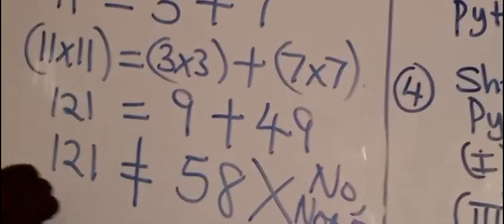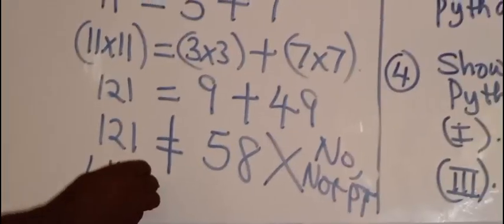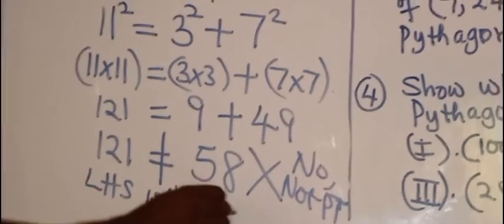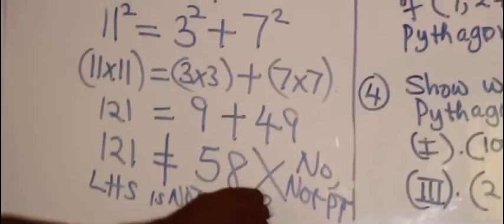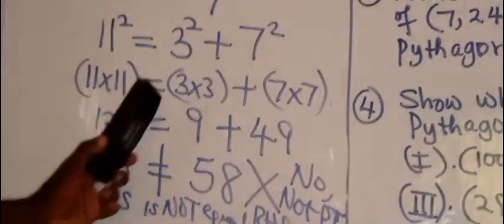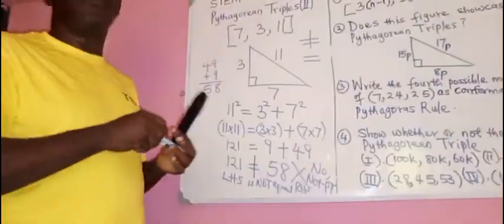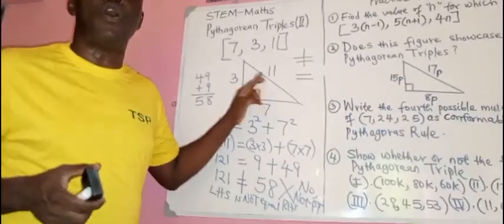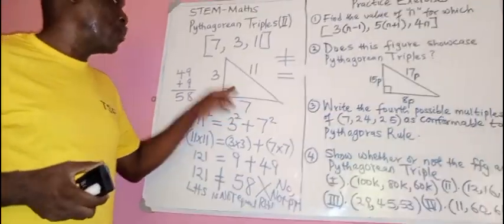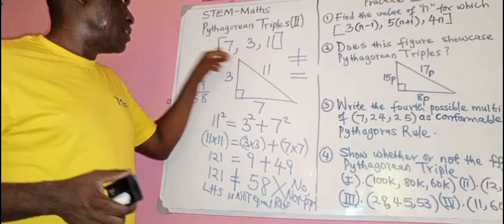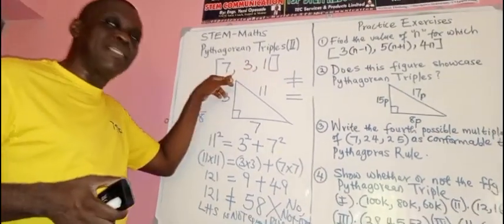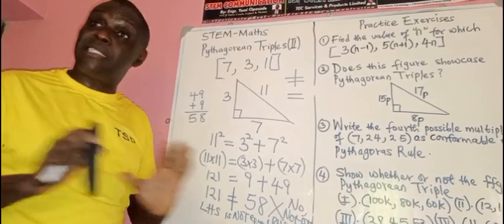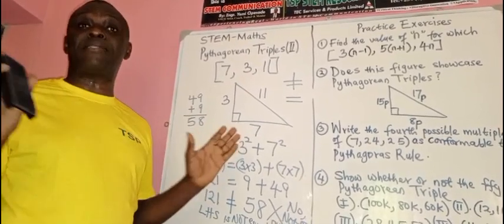The left hand side is not equal to the right hand side. And so this triangle does not obey the Pythagorean rule or theorem, and so 7, 3, 11 is not a Pythagorean what? Triple. As simple as ABC. As simple as that.